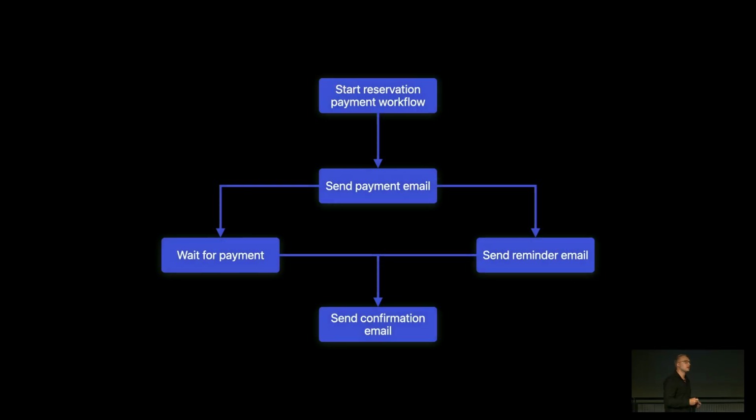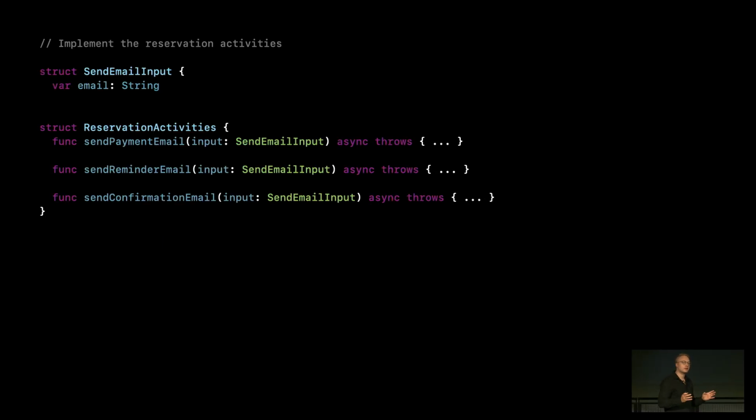Now, for the last part of today's lightning talk, we'll build our first workflow together by implementing the reservation payment workflow that I talked about earlier. To start us off, I have some code that already implements sending emails to our customer. They all take the same input, but they differ in what content they send in the email. So to group them together, I put them inside a struct.